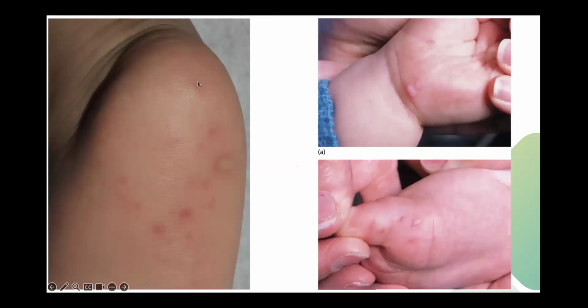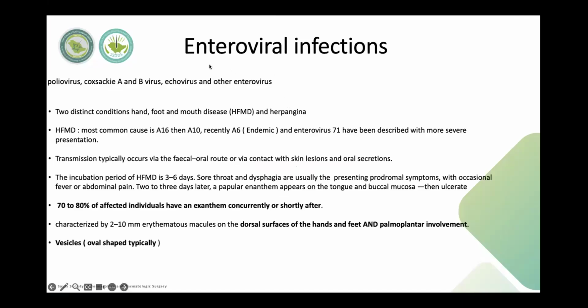Here is another very important rash that we can see. These people usually present with typical oval-shaped vesicles, as you can see, usually involving the hands, the feet, and the mouth. So here we're talking about enteroviral infection. Enterovirus is a group of a lot of viruses like polio, Coxsackie, echo, and others. In dermatology, there are maybe two important diseases that we think about: hand, foot, mouth disease and herpes. Hand, foot, mouth disease is a very common disease in childhood.